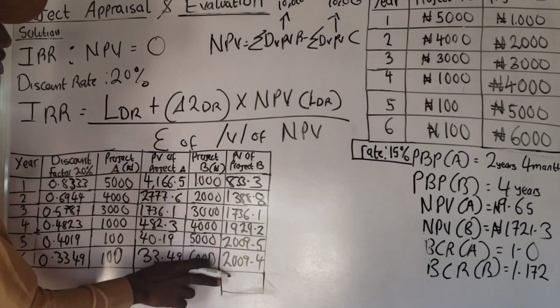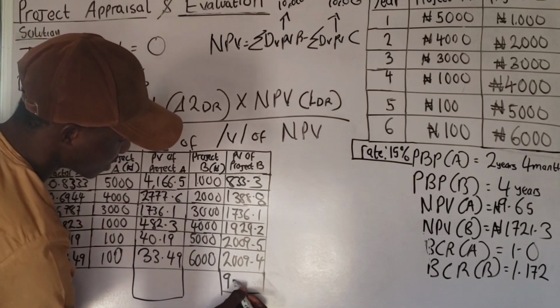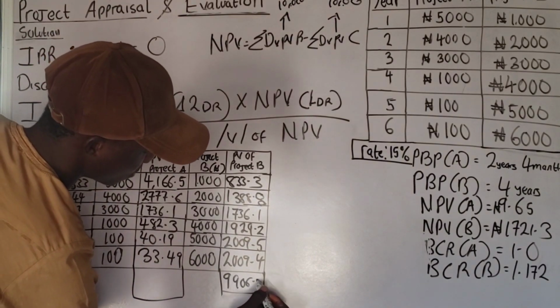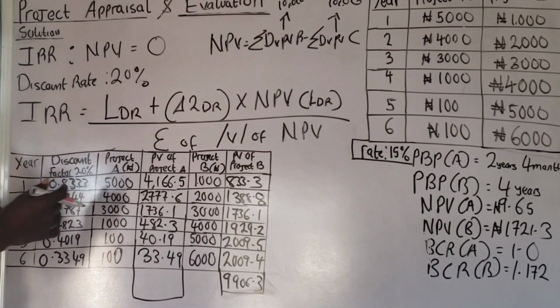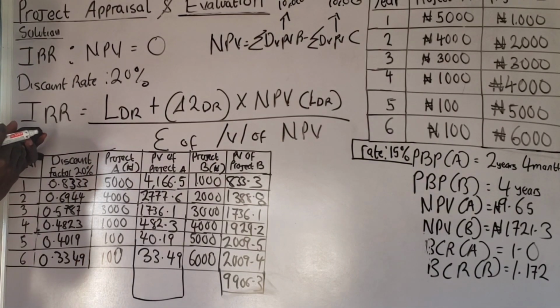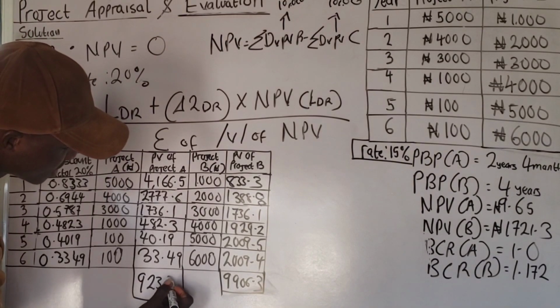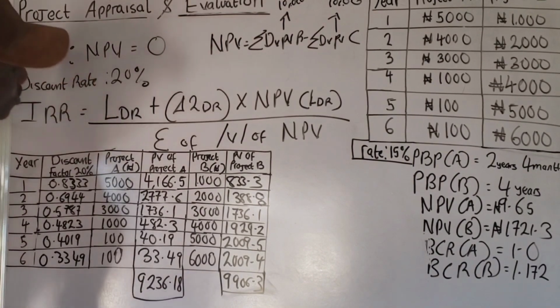Now, when you add all this together, you're going to have 9,906.3 for this. That is for project B. For project A, we're going to have 9,236.18. Do you understand? Okay.